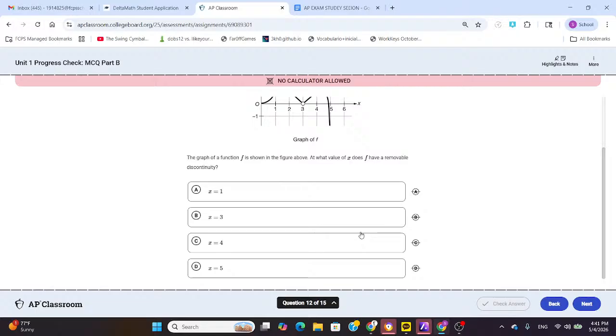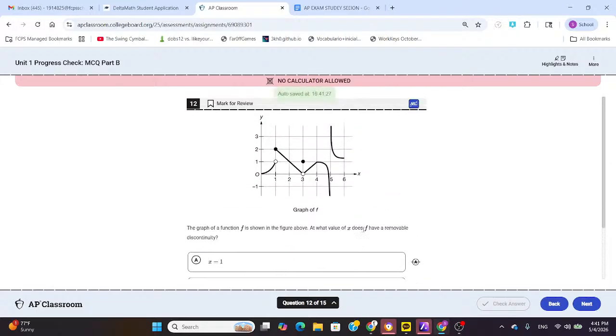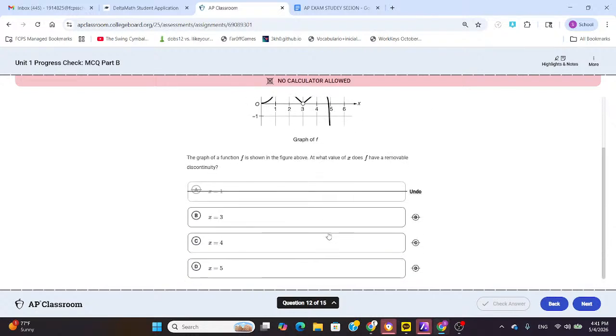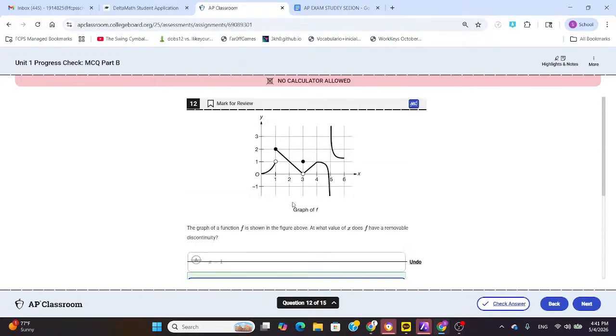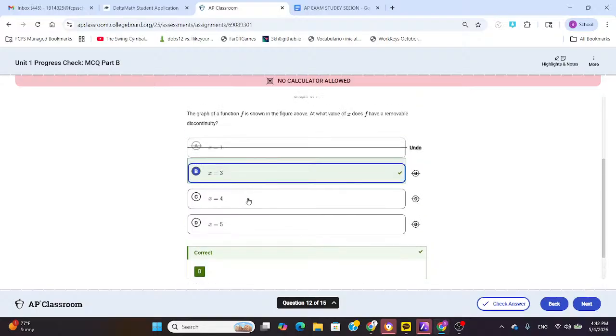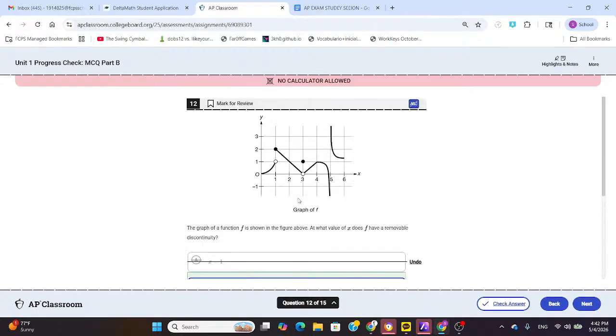The graph of function f is shown in the figure above. At what value of x does f have a removable discontinuity? Oh, okay, removable discontinuity. So let's check it. x equals 1 is not removable because that's the jump discontinuity. So the only one that's removable is x equals 3, right? Because if x equals 4, if we look at the graph, there's no discontinuity there. It's just connected. But if we look at 5, 5 is that asymptote.